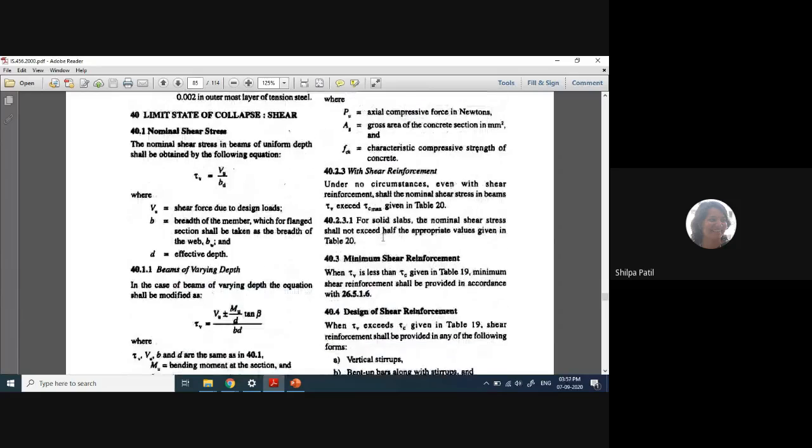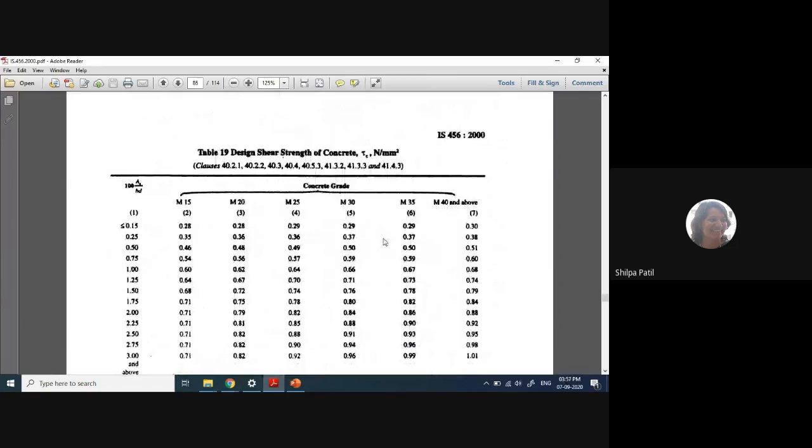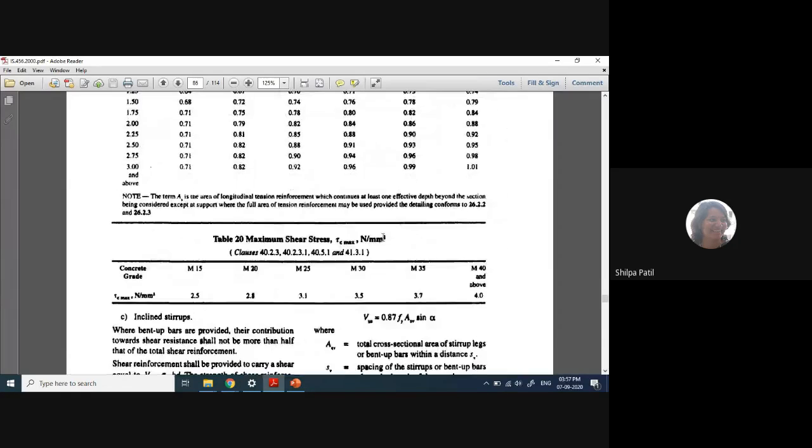Now we were talking about the maximum allowable shear force in the shear stress in the concrete, and for that we require the tau c max value, which is given in table 20 here. Okay, so if you observe table 20, the maximum shear stresses given are dependent on the grade of the concrete.